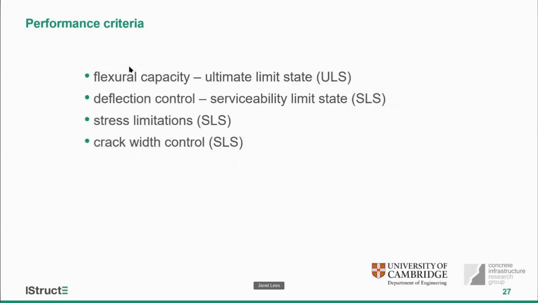So the performance criteria, he looked at ultimate limit state, flexural capacity, deflection control, serviceability limit state, stress limitations, and crack width control. And the key thing in this is he also looked at the global warming potential. So that was his measure of CO2.